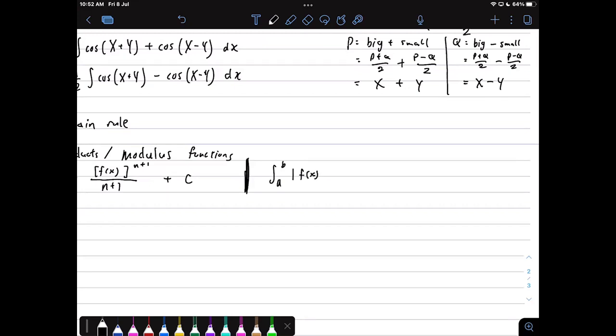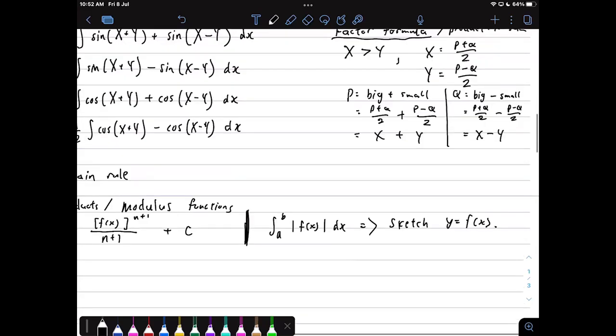Next formula, if you're dealing with modulus functions, the integral from a to b of the modulus of f of x dx, can you just type in the GC straight away? Can you just integrate it normally? No, you cannot. You need to sketch y equals f of x, then split the integral.